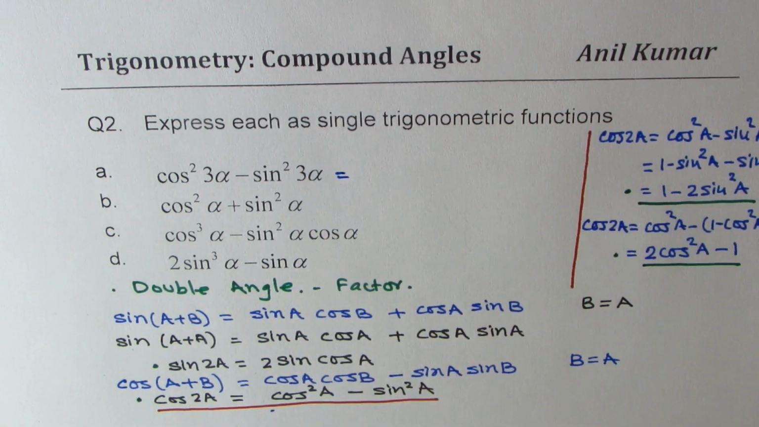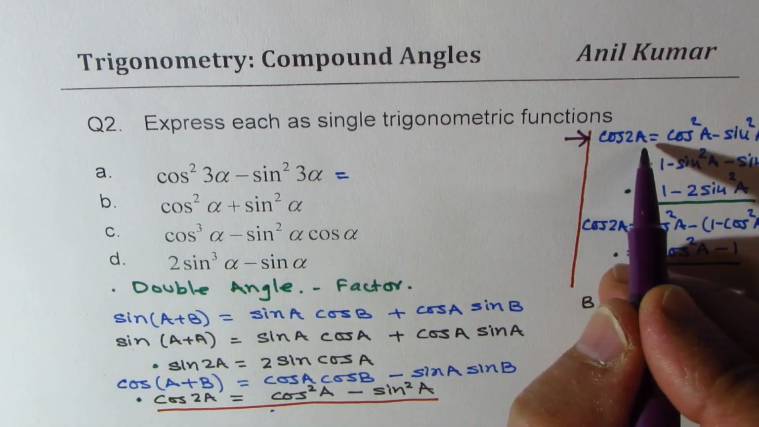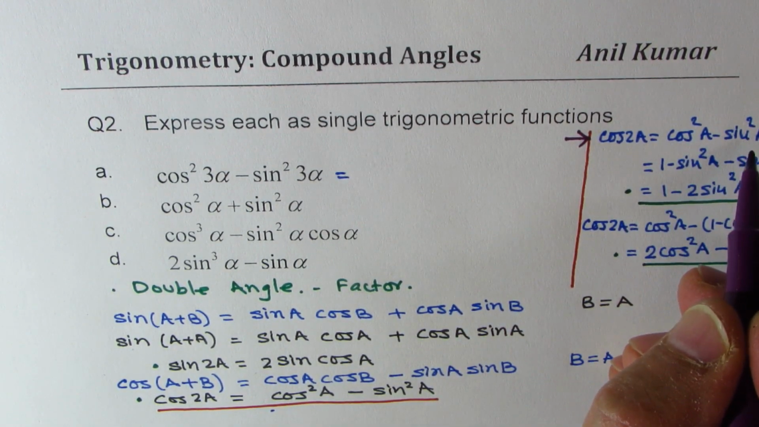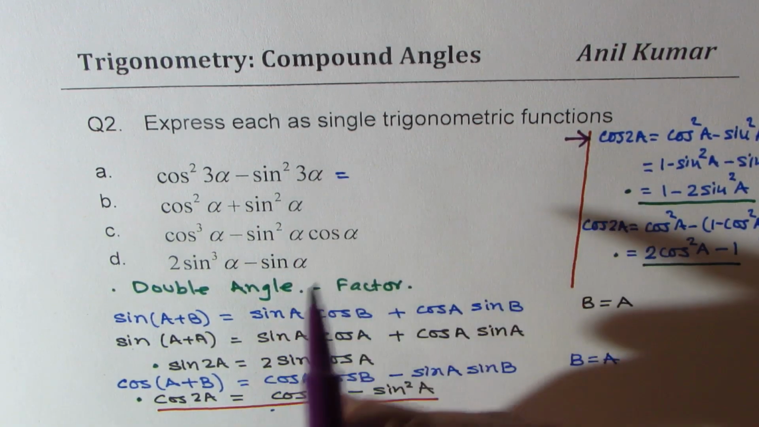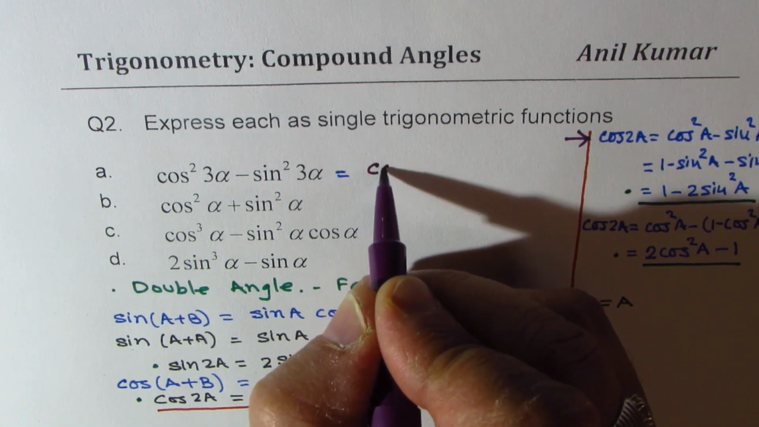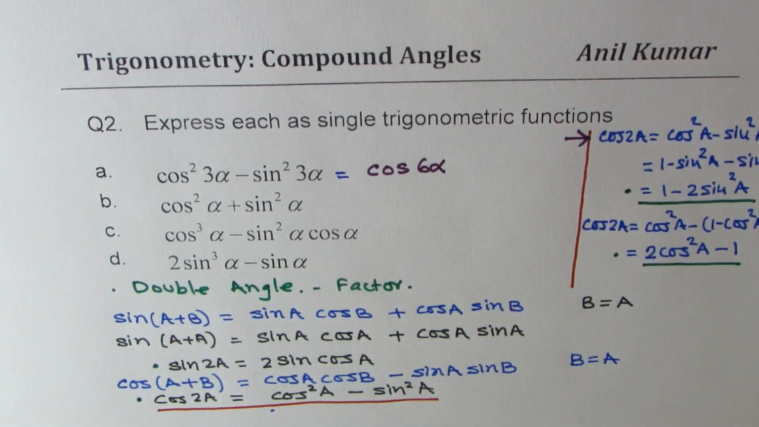So what should that be equal to? Clearly, it is the first formula of cos 2a, cos square a minus sine square a, correct? And so double of 3 alpha will be 6 alpha. So what we get here is cos of 6 alpha. Is that clear to you?